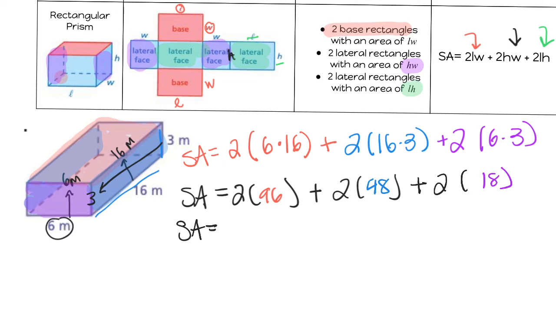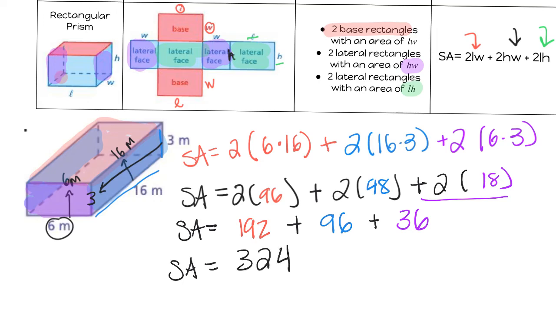Then I'm going to do 2 times 96 is 192, plus 2 times 48 is 96, plus 2 times 18 is 36. So now I'm going to add all those together. And that is 324 square meters. There we go.